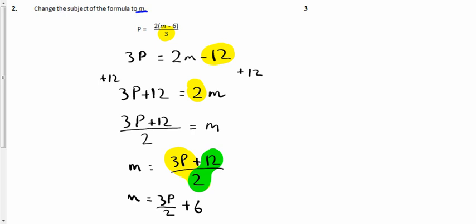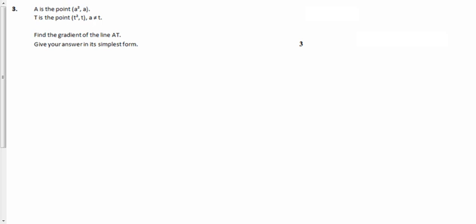Third question, I suppose the key word here is the word gradient. We want to calculate the gradient of a line. Straight away, I would be writing down the correct gradient formula. M equals y2 minus y1 over x2 minus x1. And I would be jotting down my two coordinates.